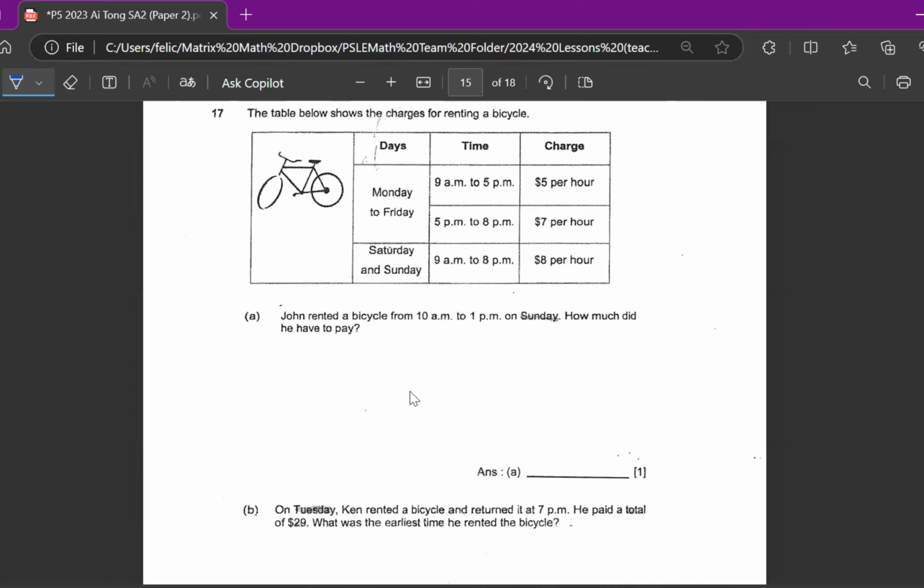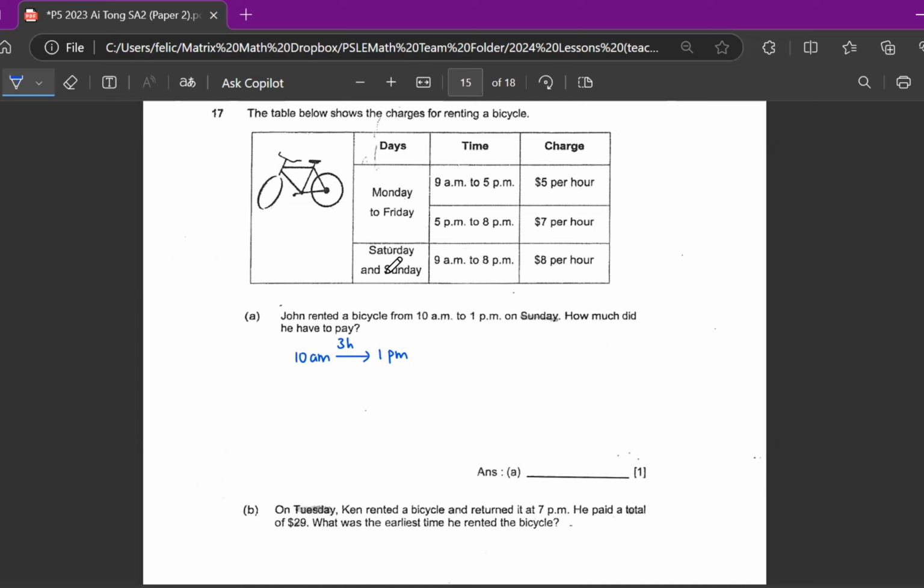All right, so 10 a.m. to 1 p.m. on Sunday. Let's find out what's the duration first. So just draw a simple timeline like that. 10 a.m., 11, 12, 1. So that's 3 hours. So during the 3 hours, he rented the bike on Sunday.